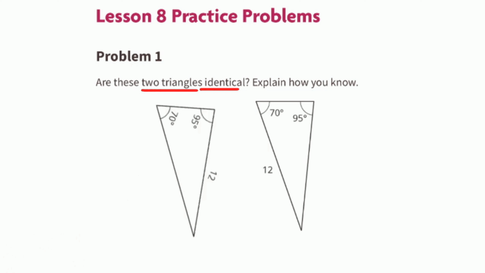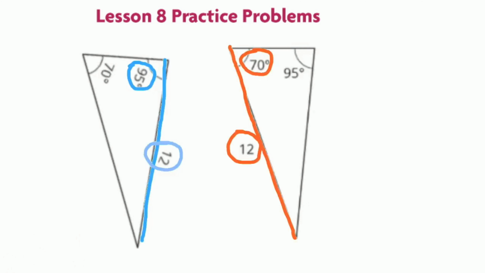At first glance, they do look identical. However, the triangle on the left has the 95 degrees attached to the 12-unit side length, and the triangle on the right has the 70 degrees attached to the 12-unit side length. Therefore, they're 2 different triangles.